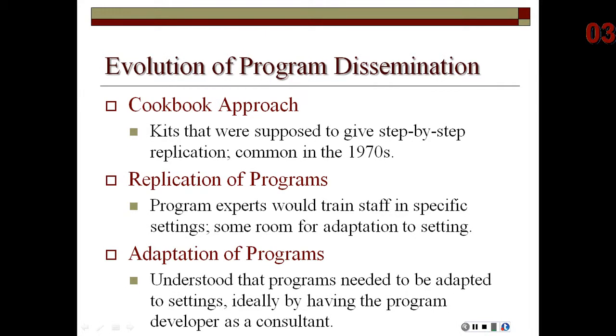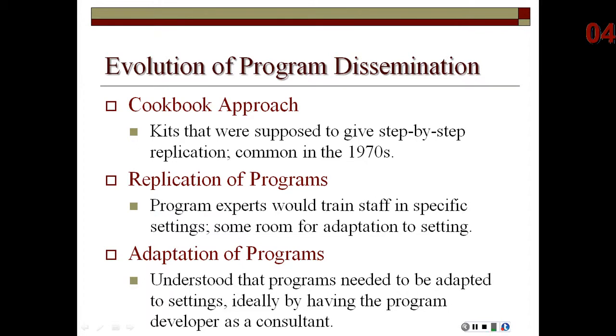Before we get into implementation of programs, let's talk about the evolution of program dissemination. And so what dissemination is, it's the way in which a program is put out into the public for other people to use, right? Disseminated is the key word there. And so this started back in the 70s, and the first approach that was used was called the Cookbook Approach. What this was is programs would be developed under certain optimal conditions, right? And there were these kits that were supposed to give step-by-step replication into a community setting.